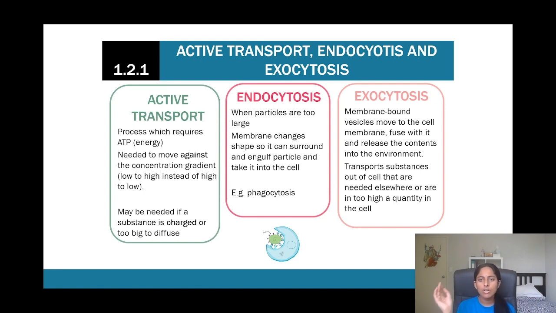You also have other kinds of transport such as endocytosis as well as exocytosis. Endocytosis is when your particles are too large, and exocytosis is when you have membrane-bound vesicles that fuse with the cell and the contents get released. I'll just show you pictures of how everything looks. This is what exocytosis looks like, and endocytosis is where the membrane changes shape. Remember, the membrane is fluid, so it can change shape, and so this particle can come into the cell and be engulfed.